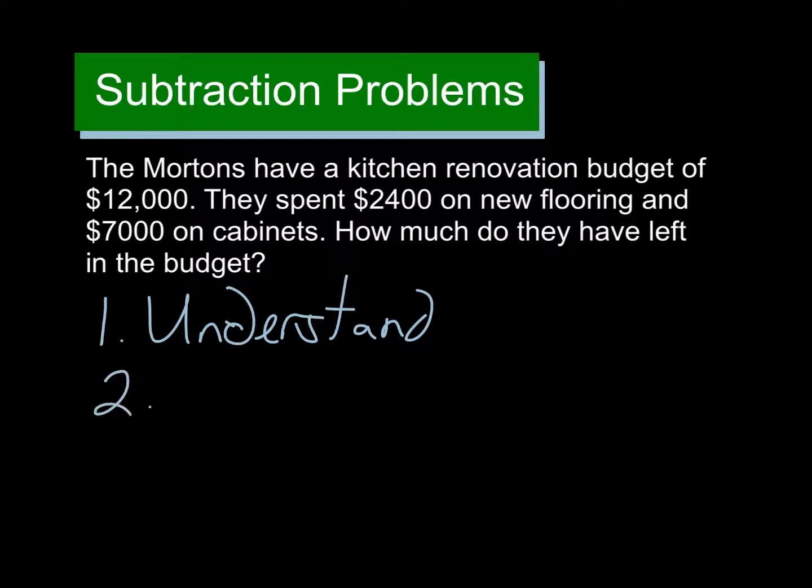So second, we're going to plan, and part of that involves looking for keywords that tell us what operations. We have spent, and that wasn't one of the words from the list, but we know that spending means taking money off. And another keyword here is left. And both of those indicate subtraction. However, we also have the keyword and, which suggests addition. So maybe we're doing more than one thing here.